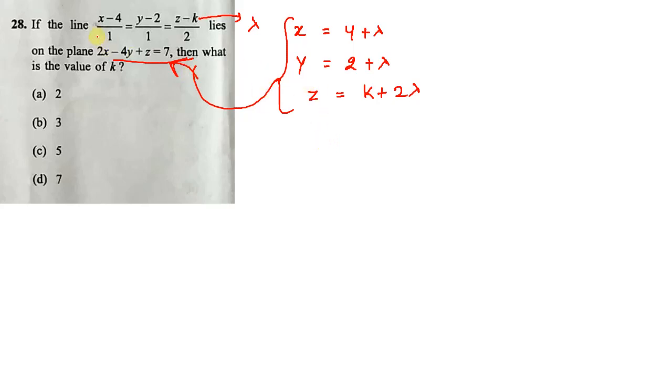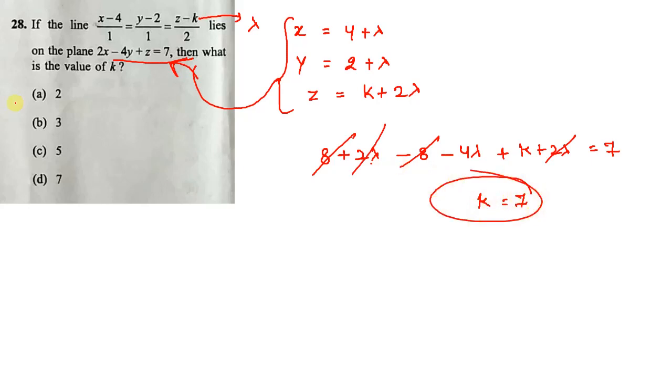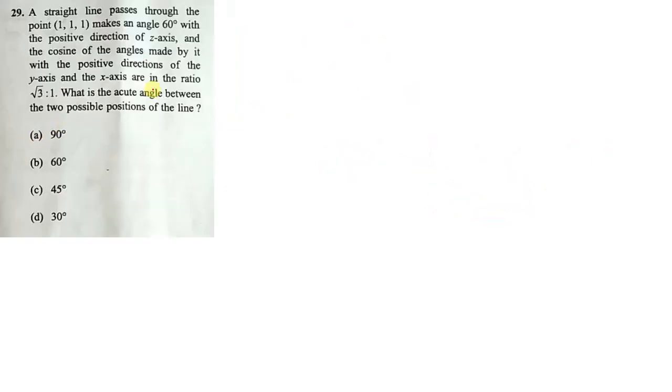So 2x is 8 plus 2 lambda, minus 8 minus 4 lambda, plus k plus 2 lambda is equal to 7. After solving this, we can get k equal to 7, option number D. Now question number 29: a straight line passes through the point 1, 1, 1 and makes an angle of 60 degrees with the positive direction of the z axis.